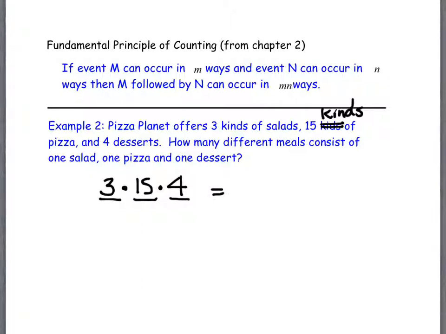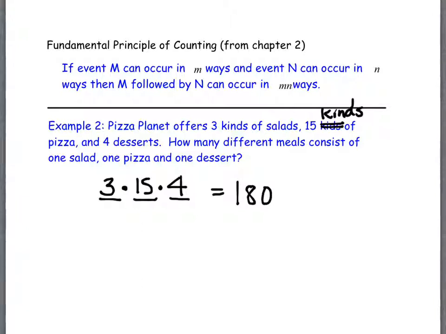So if I multiply 3 times 15 times 4, what do I get? I think 180 is what I have written down. 180 look okay? Is that okay? All right.